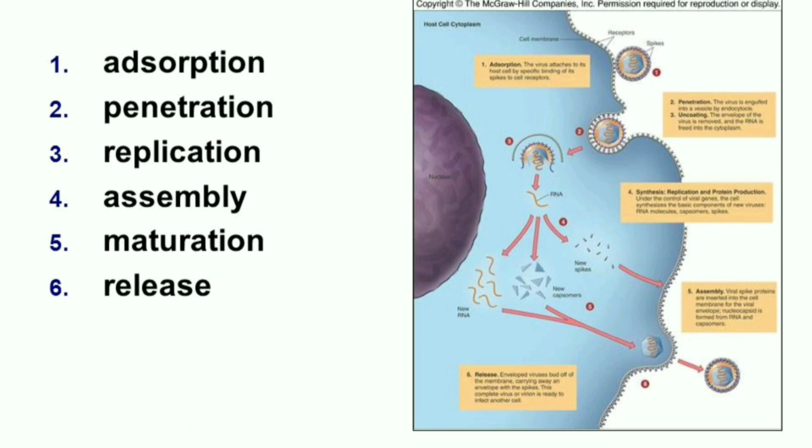Now let us recall the six stages of viral replication. First is adsorption, second is penetration, third is replication, fourth is assembly, fifth is maturation, and sixth and the last step is release.